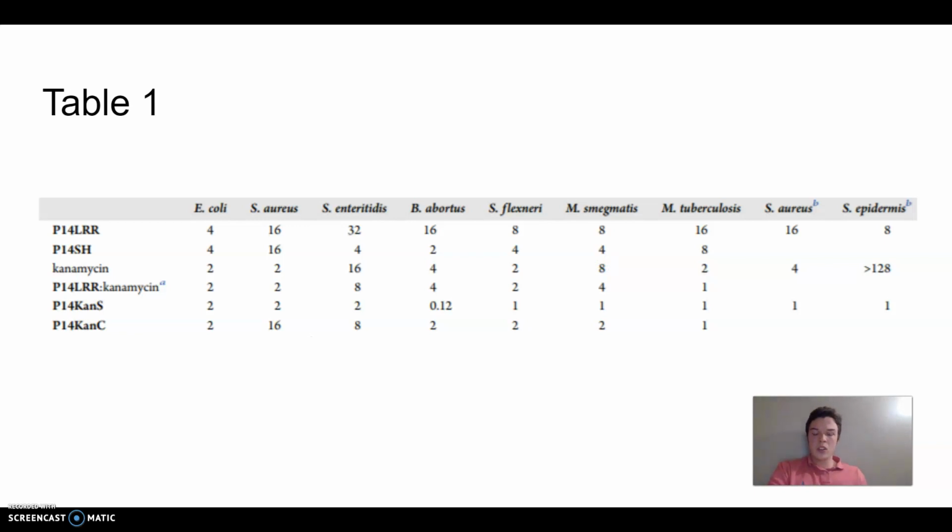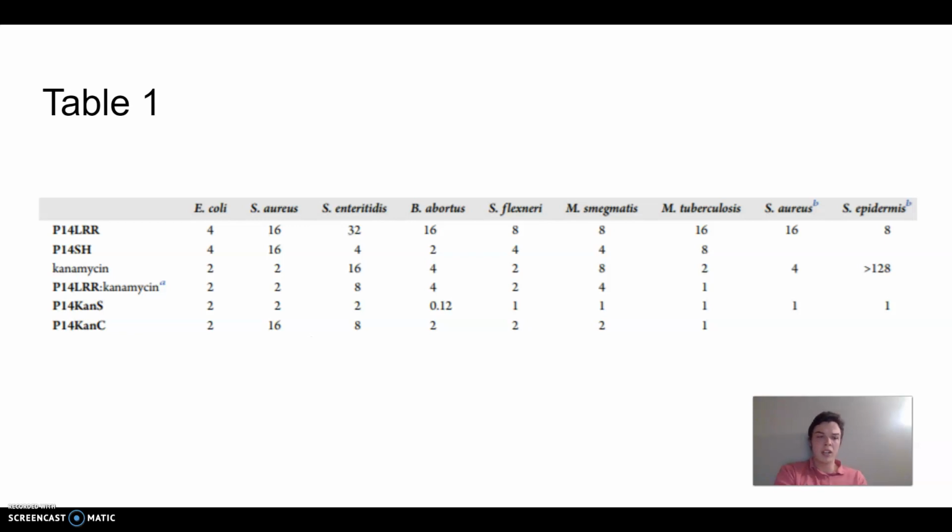So after observing the localization of the P14-CanC fluorescent conjugate within macrophages, the antimicrobial activity of the P14-CanS and CanC conjugates were evaluated. The activity of these conjugates were then compared to the activity of P14LR peptide, P14SH, kanamycin, and a 1-to-1 mixture of P14LR and kanamycin. The antibacterial activity was evaluated by comparing the minimum inhibitory concentration of each conjugate.